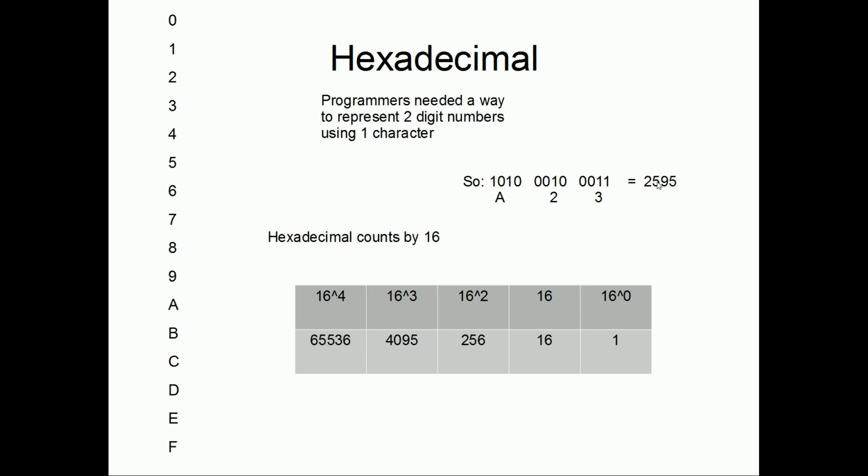You can also do this by taking 3 times 1, since it's in the 1's value. 3 times 1 is 3. 2 times 16 is 32. And what is this? 10 times 256 is 2,560. Plus 32 plus 3, you get this number.